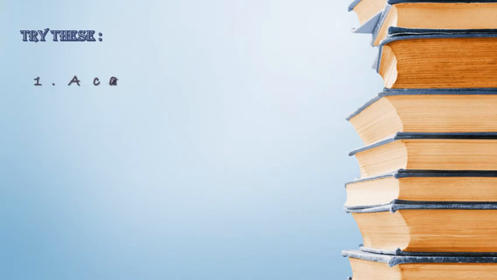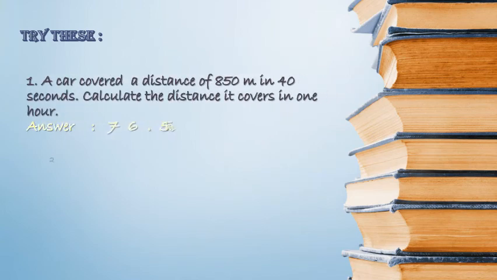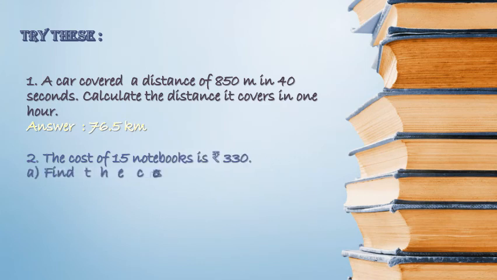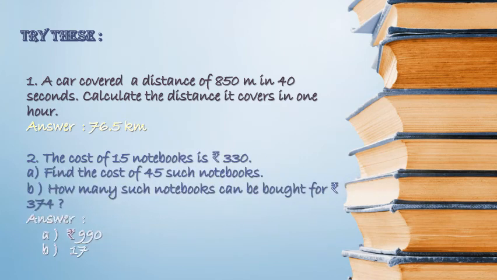Now, let us try to solve this question. A car covered a distance of 850 meters in 40 seconds. Calculate the distance it covers in 1 hour. Try these, children, and you will get the answer as 76.5 kilometers.